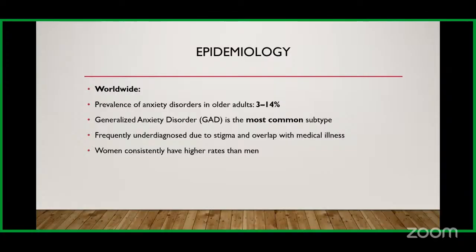Regarding the epidemiological facts, worldwide, the prevalence of anxiety disorders in older adults is approaching 3 to 14%. Generalized anxiety disorder is the most common subtype, as I mentioned earlier. Frequently, it is underdiagnosed due to stigma and overlap with other medical illnesses. And women consistently have higher rates than men.